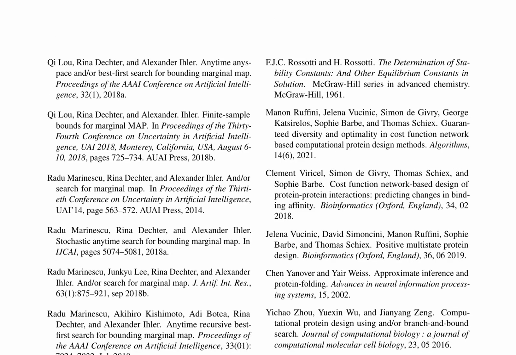Computational protein design relies on optimizing stability and binding affinity in protein-protein interactions, which can be achieved through the use of AND/OR branch and bound search algorithms. Guaranteeing diversity and optimality in these designs is crucial, as is the need for efficient search techniques that can navigate large sequence spaces. Anytime Anyspace AND/OR best first search algorithms, introduced by Qi Liu, Rina Dechter, and Alexander Ihler, are essential for bounding marginal MAP and solving complex optimization problems in computational biology.